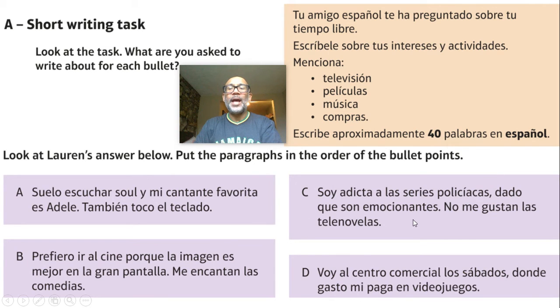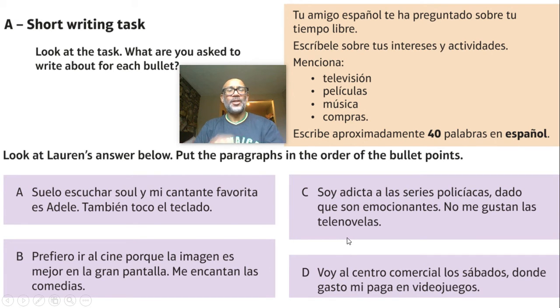Dado que son emocionantes. Given that, or since they are exciting. It's another way of saying because, dado que. No me gustan las telenovelas. I don't like soaps.